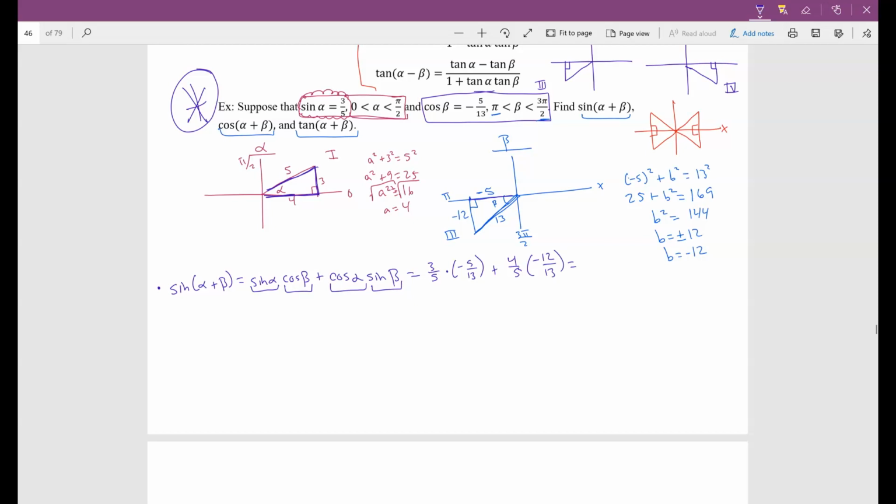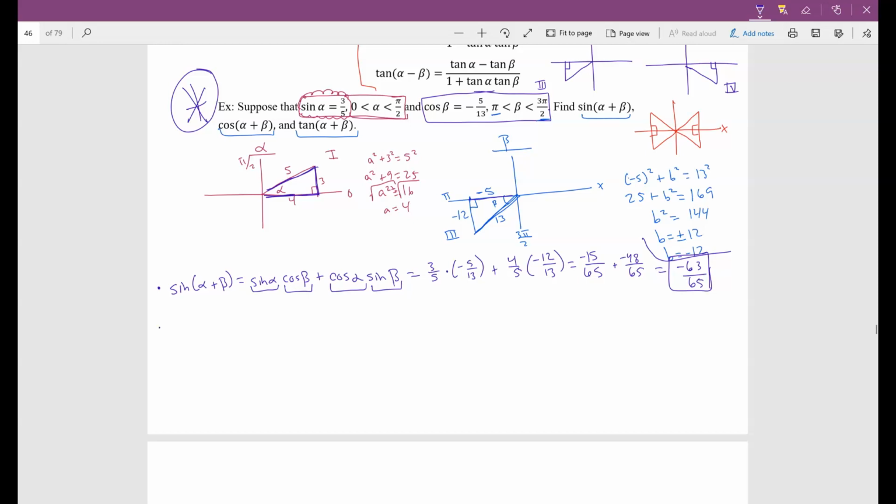Okay, so let's multiply this out. This will give me negative 15 over 13 times 5. That's going to give me 65. Then negative 12 times 4. That's going to give me negative 48 divided by 65. And what is this going to give me? So you're going to get negative 15 minus 48. Going to give me negative 63 over 65. So this is going to be the answer for the sine of alpha plus beta.